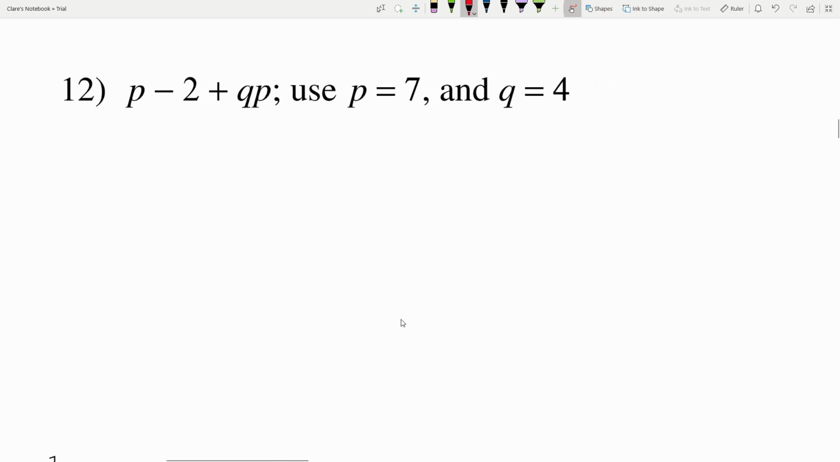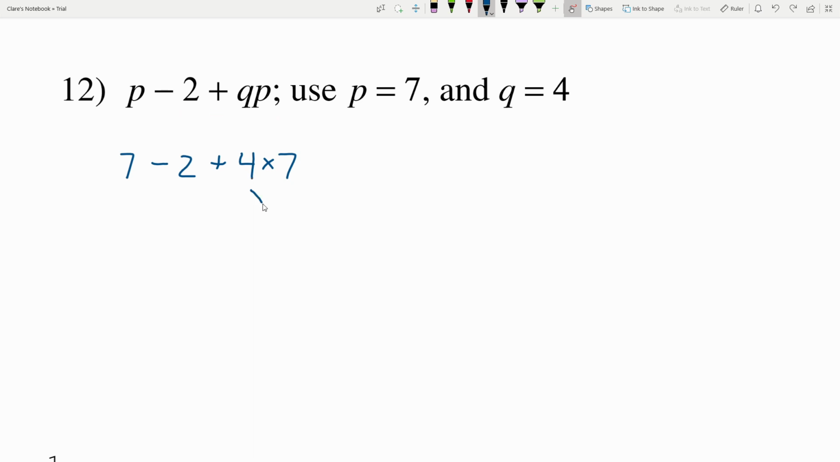I have p minus 2 plus q times p. So I have p 2 times, but that's okay. It's a variable that has a value of 7. So everywhere I see p, I'll plug in 7, and q occurs only once in my problem, so I'll just plug in 4 once. So rewriting my expression, filling in what I know, p is 7, so I'll have 7 minus 2 plus q is 4, so it'll be 4 times p, which p is 7. 7 minus 2 plus 4 times 7.